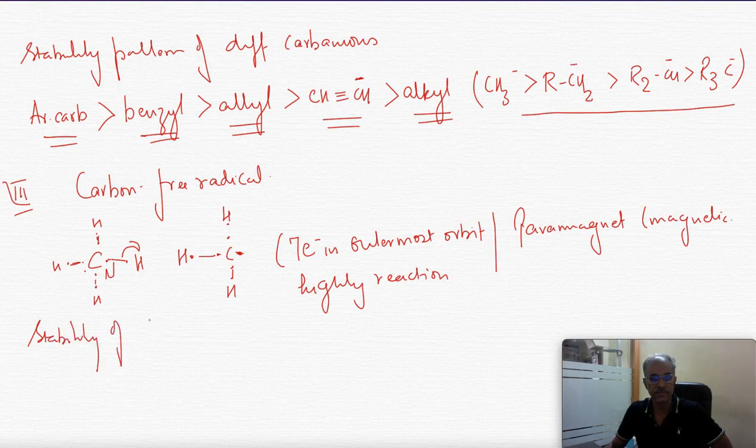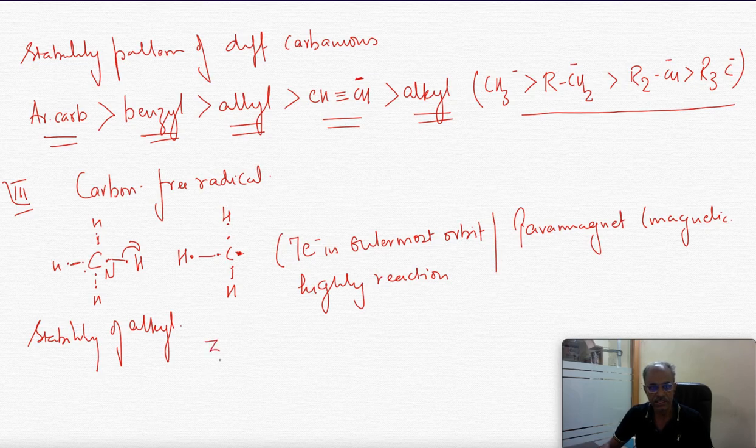Of alkyl free radicals. Now, as we saw, there is one single electron. That means it requires electrons to get a complete octet, right? Therefore, it will require such type of groups which are electron donating.